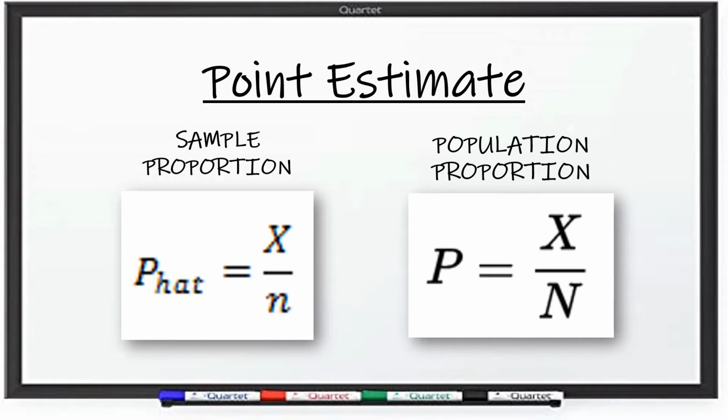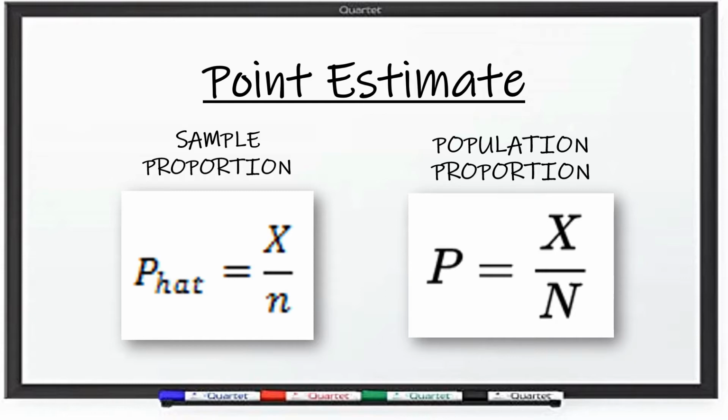To know the word and meaning of each formula, here is some information. X is the number of sample units that possess the characteristic of interest, and N is the number of the sample, or the sample size.